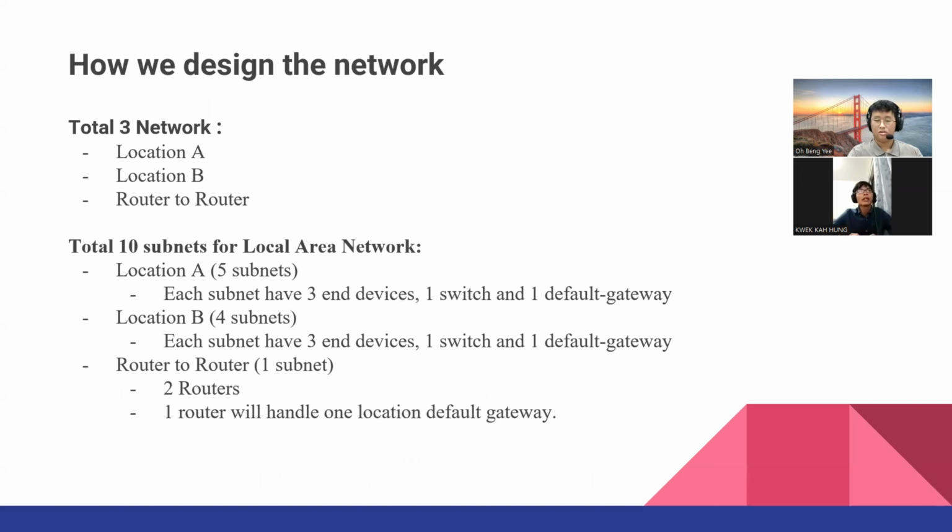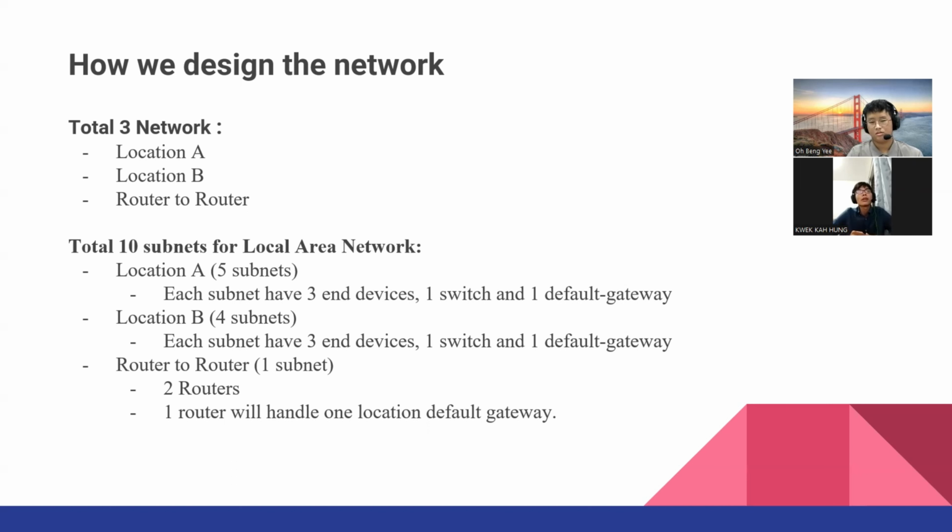In this LAN, there will be a total of 3 networks: one network for location A, one network for location B, and one network for router to router. This LAN also consists of a total of 10 subnets, in which location A has 5 subnets. Based on our design, each subnet will have 3 end devices, 1 switch, and 1 default gateway. On location B, we have 4 subnets. Each subnet has 3 end devices, 1 switch, and 1 default gateway.